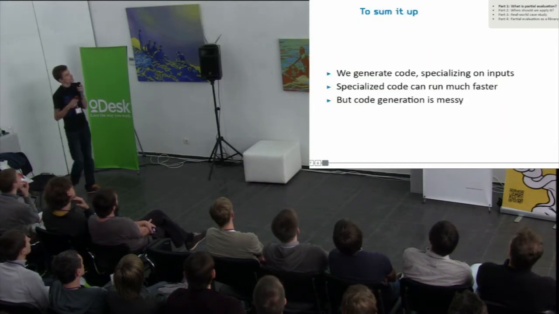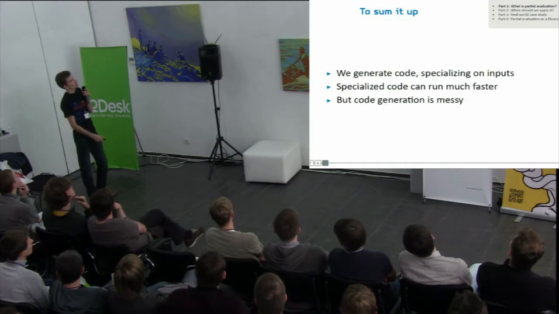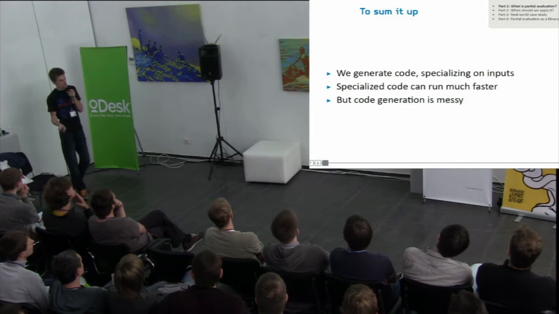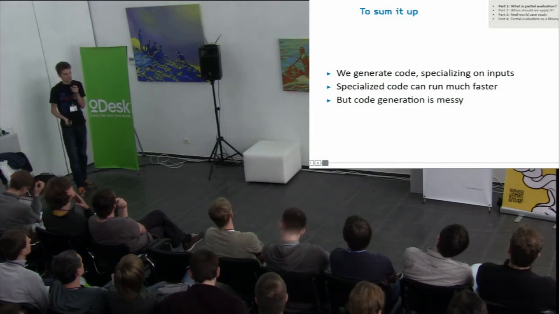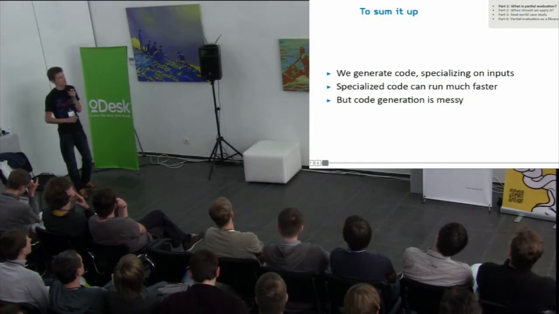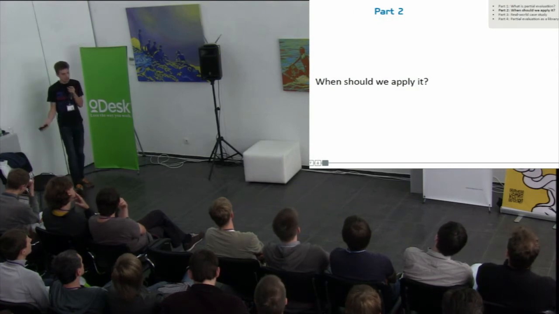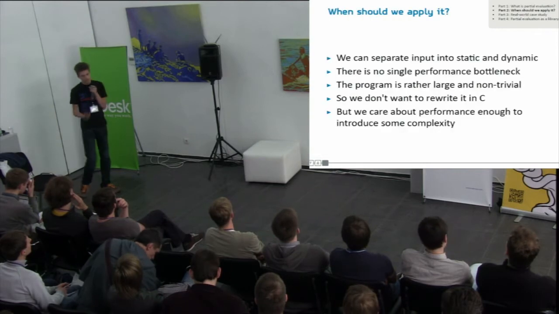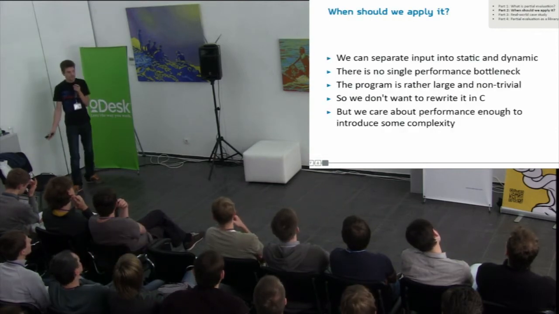So, to sum it up, just what I said. Specialization can make your code run much faster, but it can become messy quickly. So the question is, when should we do it, and when should we not? Well, first we need to answer the question, why do we write in Python in the first place?